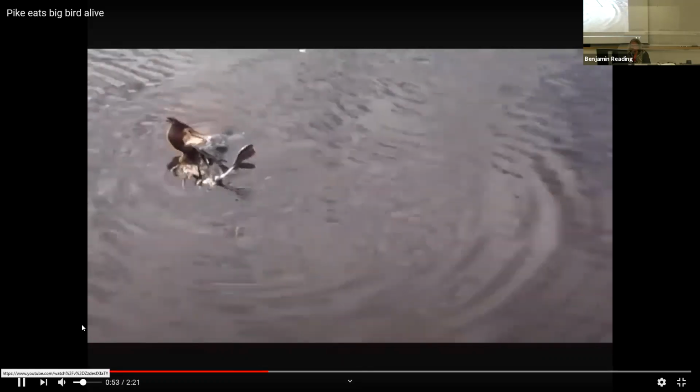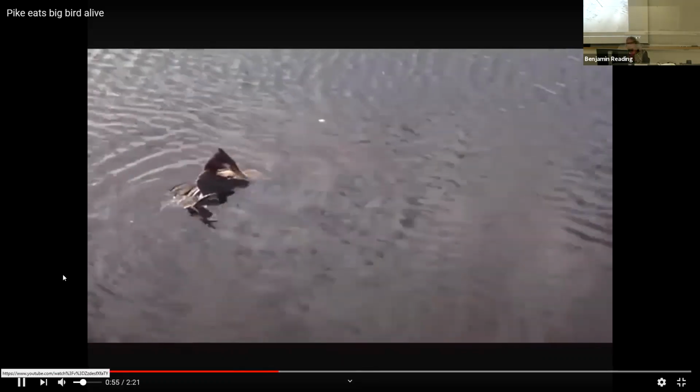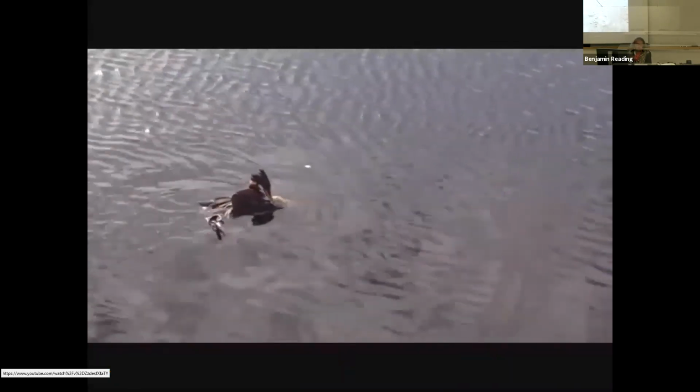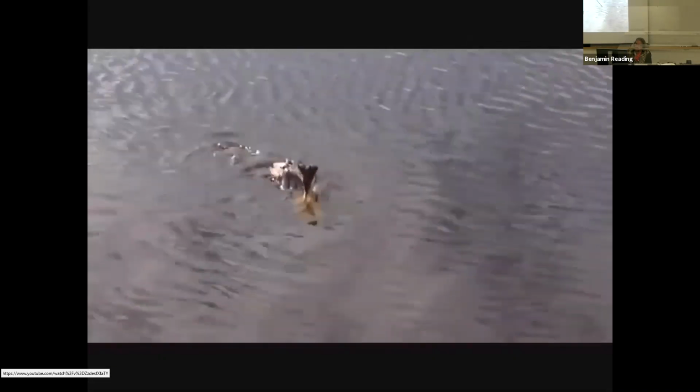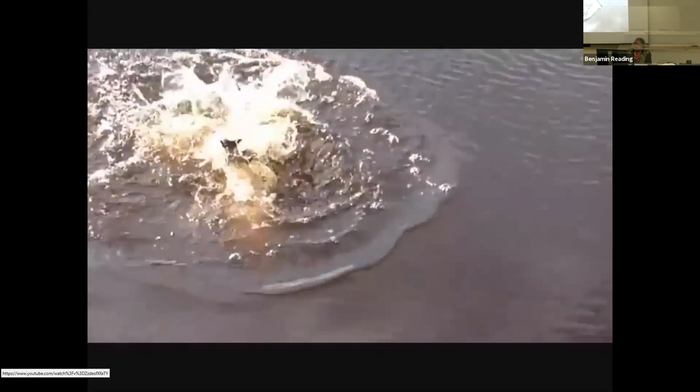So the jaws are designed to hold on to that bird until it finally becomes tired or cannot fight.